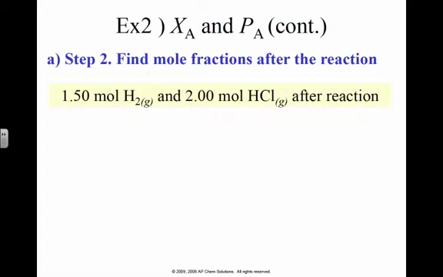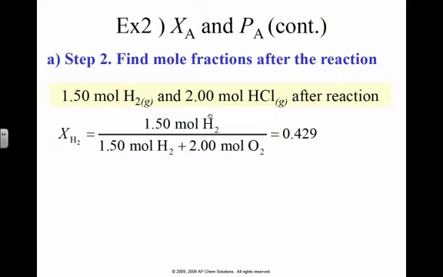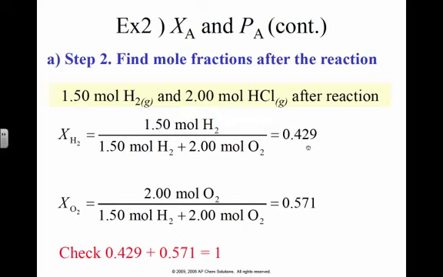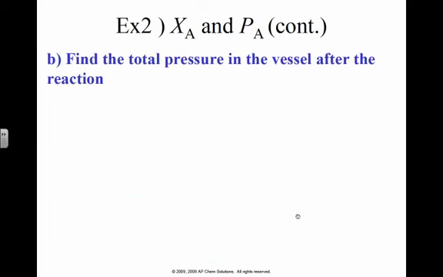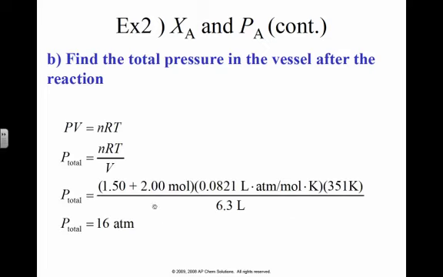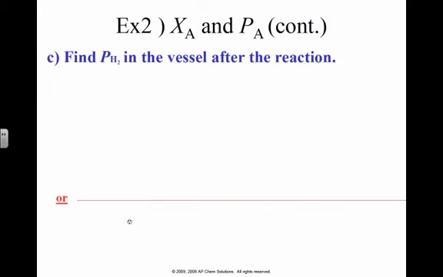So find the mole fractions of everything at the very end. Hydrogen is going to be 0.429 or 42.9%. HCl is going to be 0.571. Find the total pressure in the vessel after the reaction. Well, I can plug both my moles into PV=nRT and get 16.